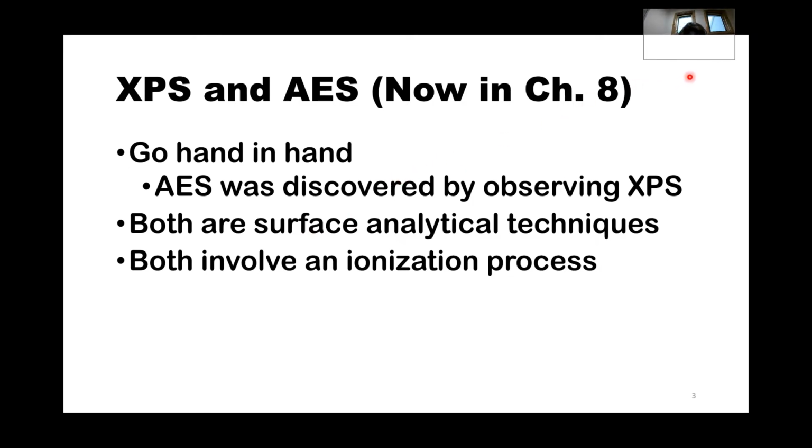We're talking about XPS and AES. XPS is X-ray photoelectron spectroscopy. AES is Auger electron spectroscopy. They really do go hand in hand, primarily because Auger electron spectroscopy was discovered by observing X-ray photoelectron spectroscopy.